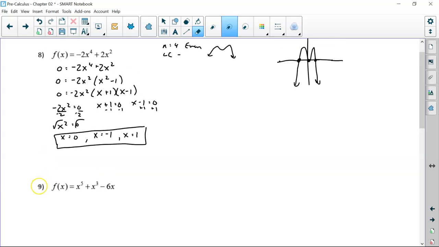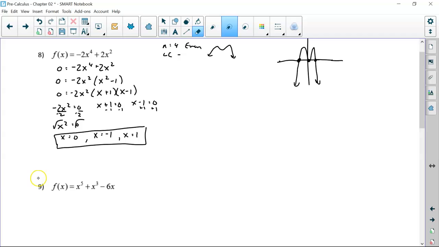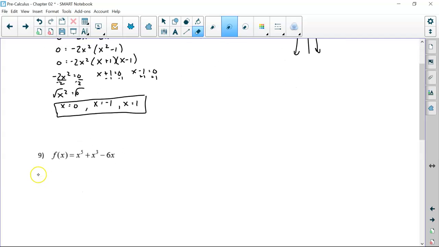For number 9, 0 equals x to the 5th plus x cubed minus 6x. So what we can do is start by factoring out an x. x times the quantity x to the 4th plus x squared minus 6.